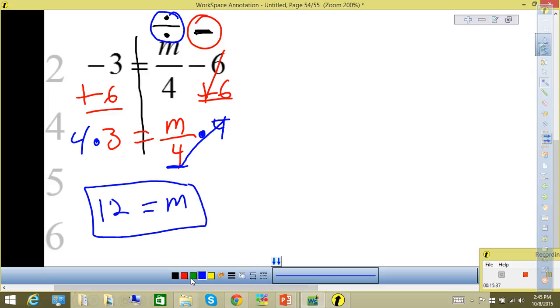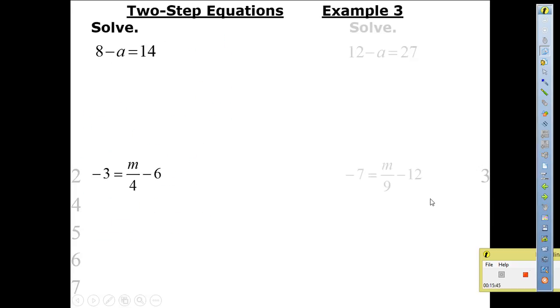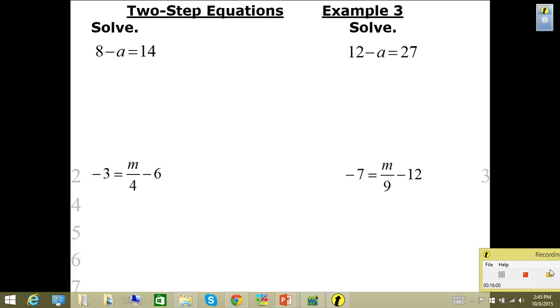Pretty straightforward, right? So the only one that we need to worry about is the one that has a variable with a negative sign. Is that correct? All right, see if you can do these next two by yourself. Copy both of them. We've got 12 minus a equals 27, and negative 7 equals m divided by 9 minus 12. See if you can do those by yourself. Copy and solve. Go.